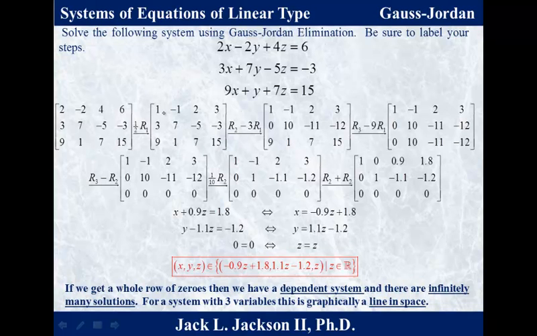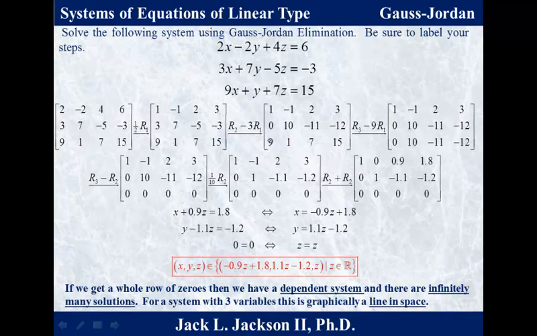Alright, so first of all, we're leaving row 1 and 3 alone. So changing row 2 by adding negative 3 times row 1 to it. Negative 3 times 1 is negative 3 plus 3 is 0. Negative 3 times negative 1 is 3 plus 7 is 10. Negative 3 times 2 is negative 6 plus 5 is negative 11. Negative 3 times 3 is negative 9 plus negative 3 is negative 12.